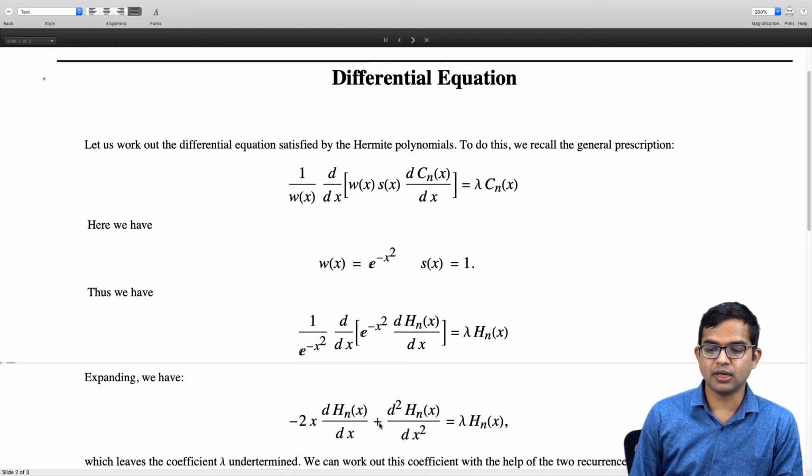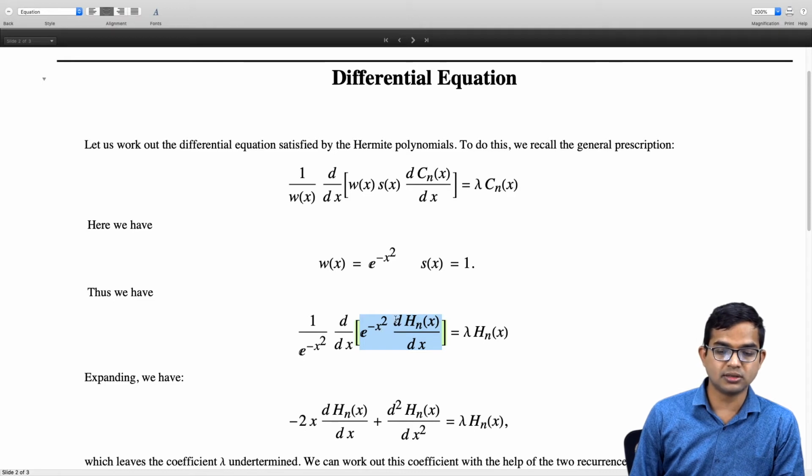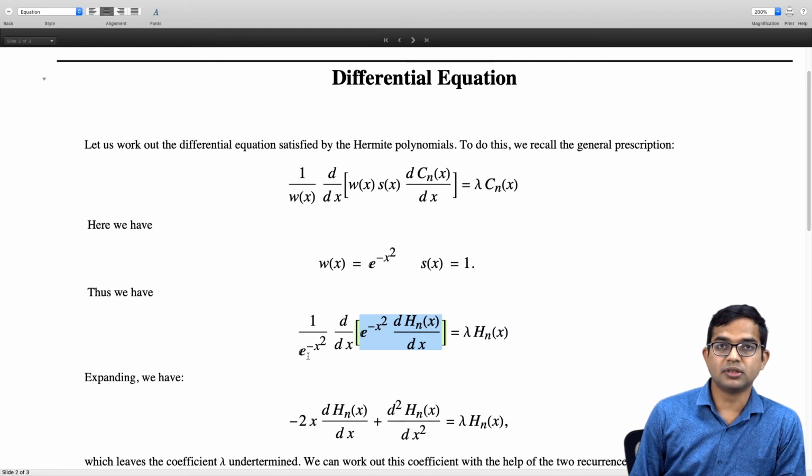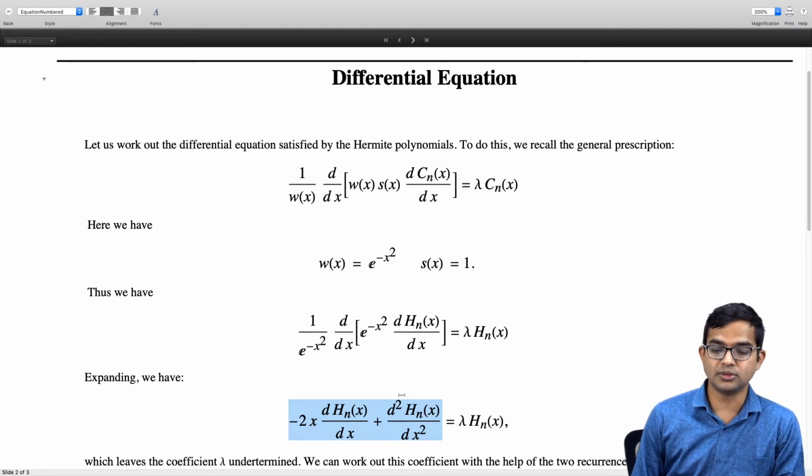So expanding, if you take a derivative of this product, s of x doesn't appear, so it's just a derivative of the product of two functions. It's going to give you minus 2x times e to the minus x squared. This e to the minus x squared will cancel with the e to the minus x squared in the denominator, so you just have minus 2x times the first derivative of hn of x. Or alternatively, if you treat e to the minus x squared as a constant, which cancels with the e to the minus x squared in the denominator, then you have to take the second derivative of hn. So that's the second term. So minus 2x dhn by dx plus d squared hn of x by dx squared must be equal to lambda times hn of x, right?